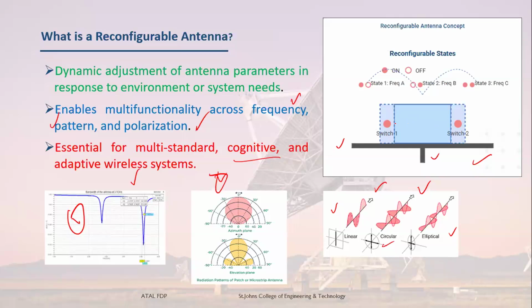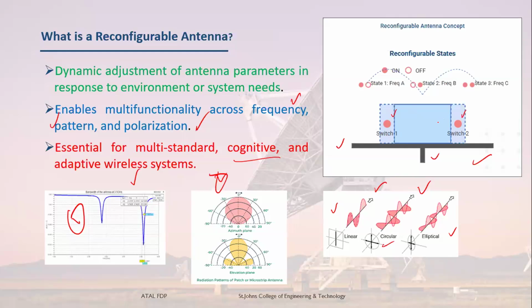So let us assume I have two switches. By controlling these switches, we will talk in detail about what type of switches are being used and how you control them. The main discussion in this session is how do we change the frequency? How do we change the polarization? How do we change the pattern dynamically with the help of some switches? What type of switches are being used to control these things? That is the main point of discussion in this session.